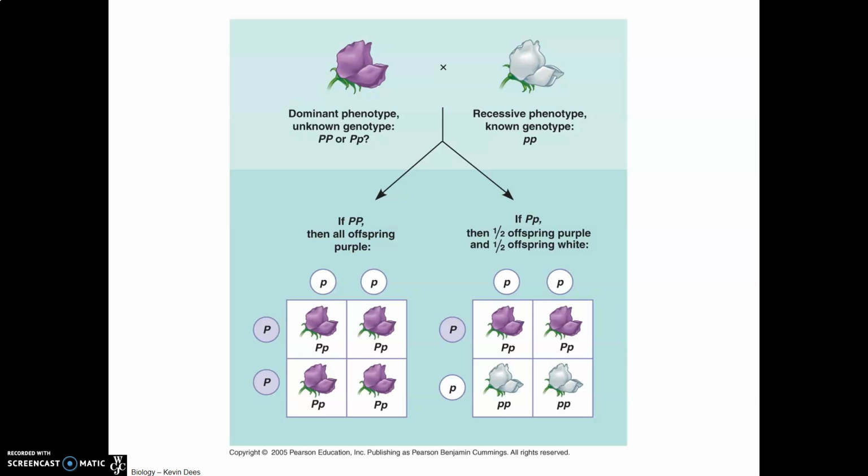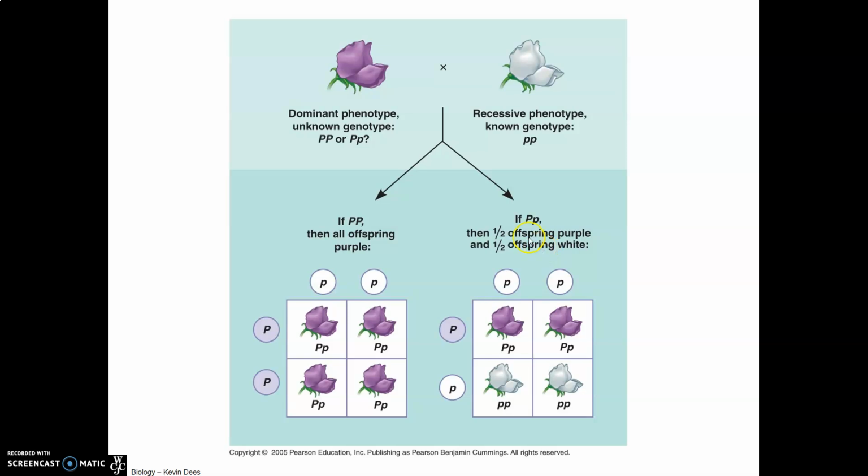of our offspring's phenotypes. If all of the offspring are purple, then we know that this individual had to be homozygous dominant, simply because it could only contribute a dominant allele. And if a dominant allele is present in the offspring, it will cause the dominant phenotype to be visible.